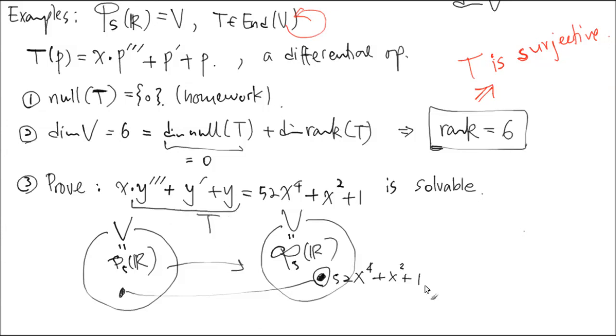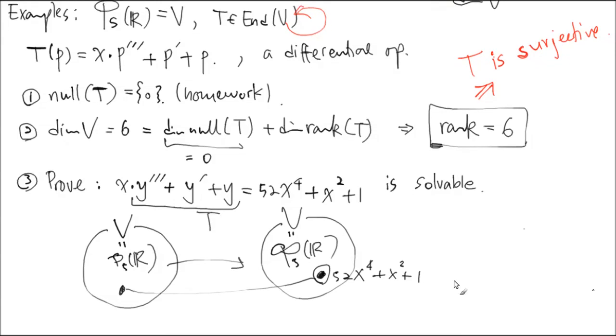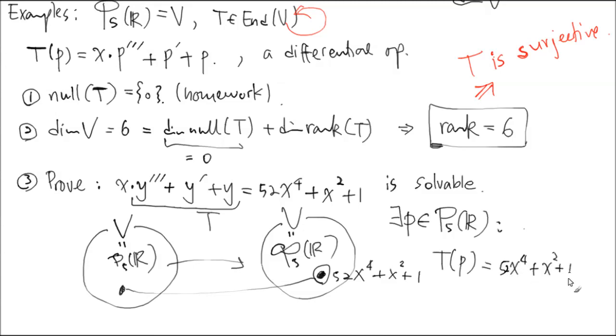Alright? So, because it's surjective, there is a polynomial P of degree 5 or less, such that T of P is whatever you see in the right hand side, 52 times x to the 4th plus x squared plus 1. Right? Therefore, there must be a solution because of the dimension theorem.